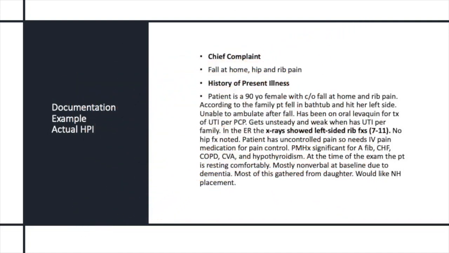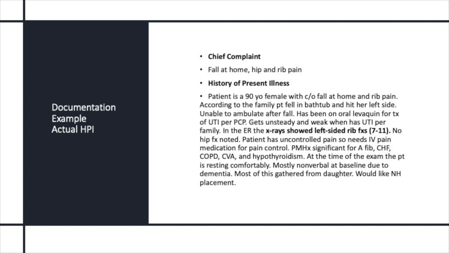So let's operationalize this, if you will, in a real example. So we have a patient that had a fall at home with hip and rib pain. The patient is a 90-year-old female with a complaint of a fall at home and rib pain. According to the family, the patient fell in the bathtub and hit her left side. She's unable to ambulate after that fall. She's been on oral Levaquin for treatment of a urinary tract infection according to her PCP. She does get unsteady and weak when she has a urinary tract infection per the family.